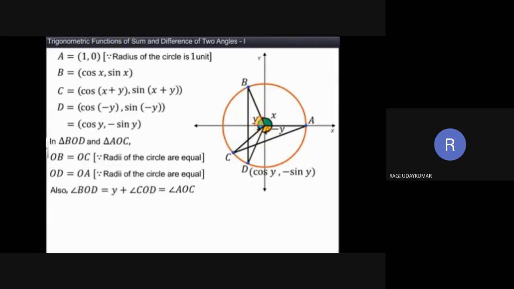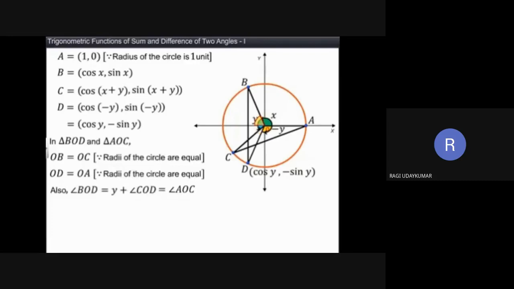The representation will be given to you with the negative symbol. Whenever you consider angle BOD, it is this one, which I'm showing you with the arrow mark, from here to here. So this is Y plus this one, COD. In the same way, if you take this triangle AOC, that angle will be equal to this Y plus COD. Both are equal angles you are going to get.